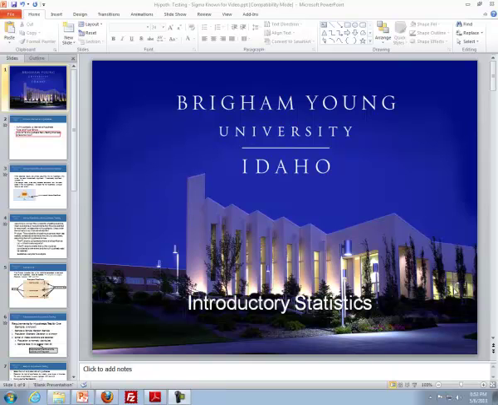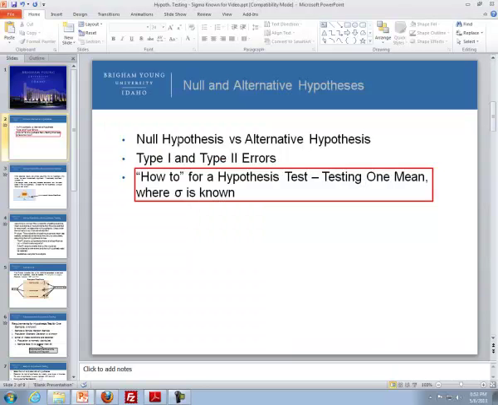Hello, this is Brother Kumar from the Math Department, and this is a continuation of Lesson 9, Inference for Means, Sigma Known, Hypothesis Testing. We already talked about the difference between a null hypothesis and an alternative hypothesis, and about type 1 and type 2 errors. Those are the two possible errors you can commit when you do a hypothesis test. But now we're going to talk about a how-to for a hypothesis test, testing one mean where sigma is known.